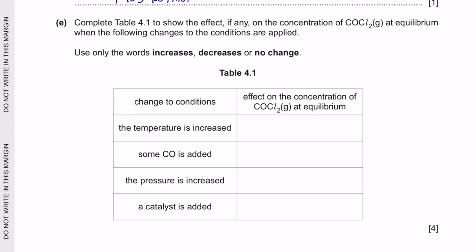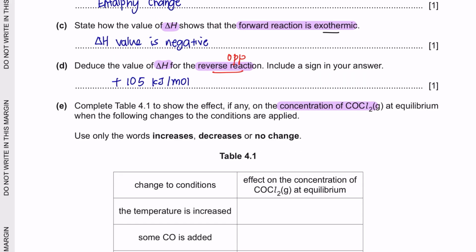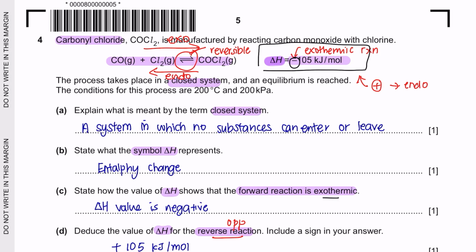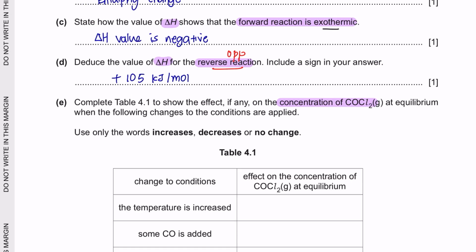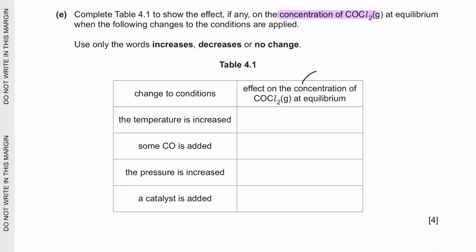Next, question E. Complete table 4.1 to show the effect, if any, on the concentration of COCl2 at equilibrium when the following changes to the conditions are applied. COCl2 is the product of the reaction, so we are asked to find the effect on the concentration of the product.